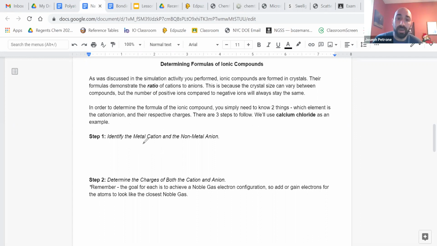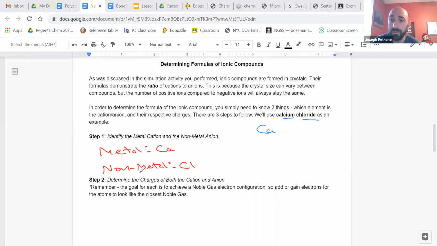So step 1 says identify the metal cation and non-metal anion. So calcium, we know, is a metal. It is Ca. It is in group 2, so it's on the left side of the periodic table. And then chloride is our non-metal. We can tell it has the IDE, so it must have been chlorine, and then we turned it into chloride. So that's the one that is the anion. So I'm just going to jot in here, metal is Ca, and then the non-metal is Cl, so calcium and chlorine, or chloride ion we're going to look at.